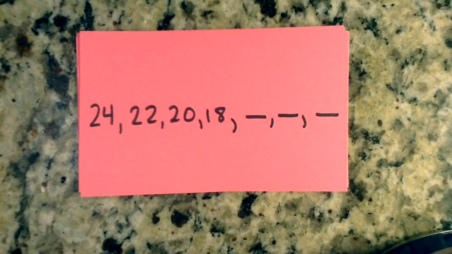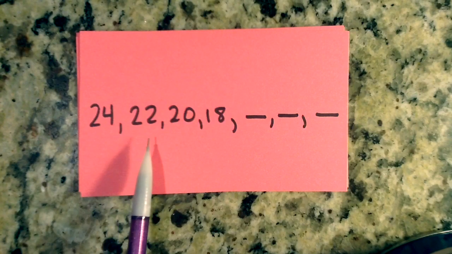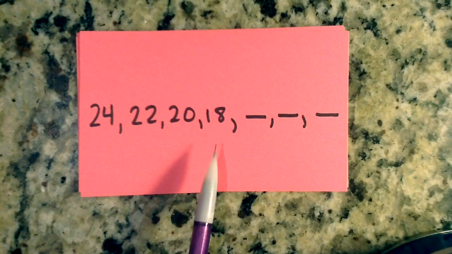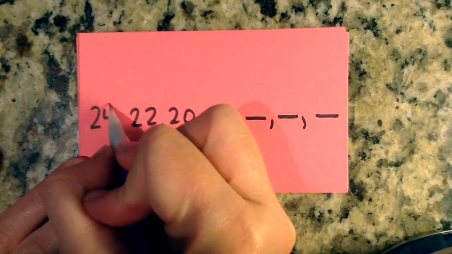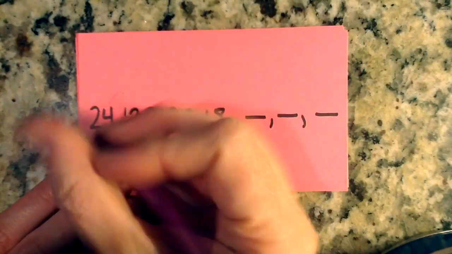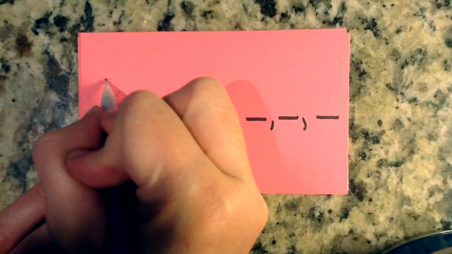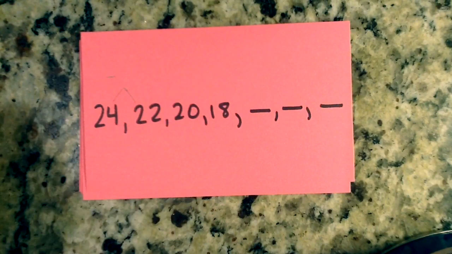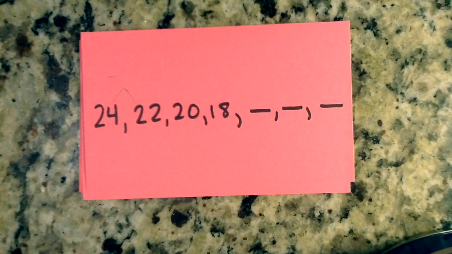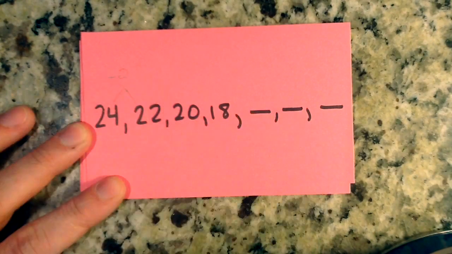So let's look at this first one. First I need to look at my numbers, and I have 24, 22, 20, 18. So I think to myself, are the numbers getting bigger or smaller? And they're getting smaller, so I know that I'm going to subtract. Now I've got to figure out what I'm going to subtract by. 24, 23, 22. Well, that's subtract 2.